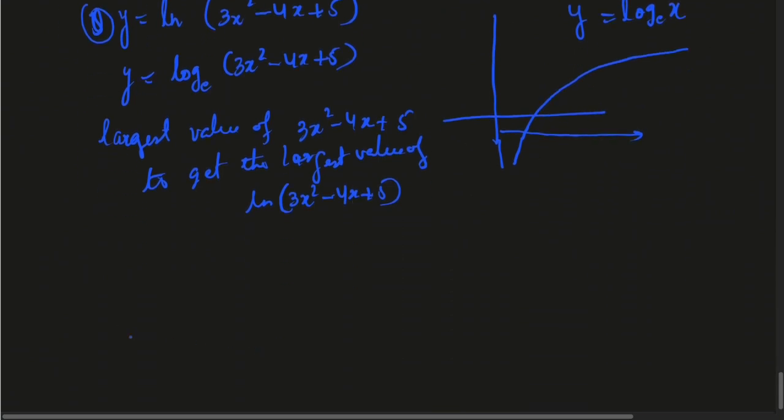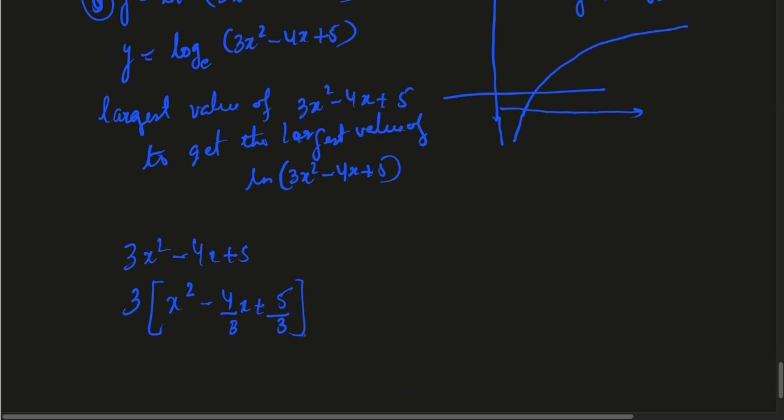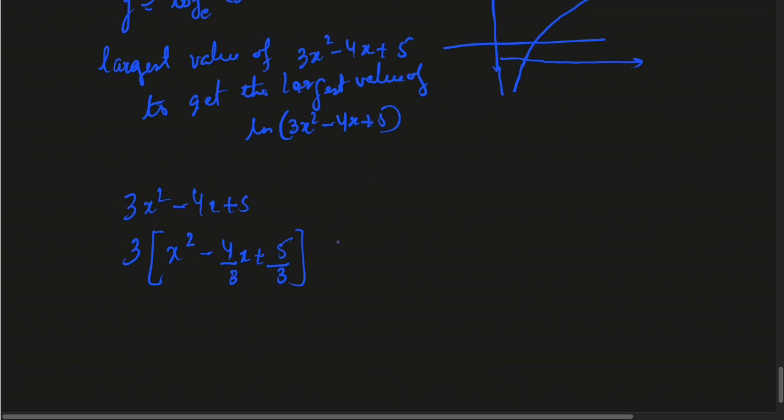So how will we get this? Let us write 3x square minus 4x plus 5 in terms of, let us take 3 as common. We will change it into a perfect square and then we will easily see what is the smallest and the largest value of this function. So this will be x square minus 4 upon 3 x plus 5 upon 3. This question can be done very easily with the help of maxima and minima, but we have not learned the concept of maxima and minima yet, so we will do it using the perfect square method.